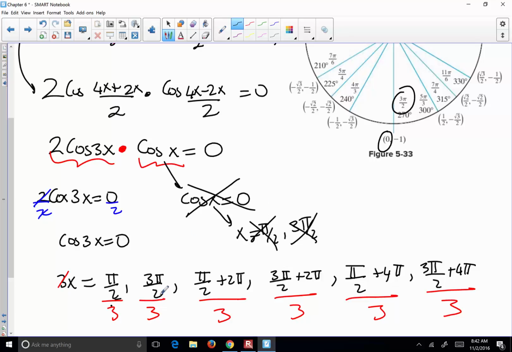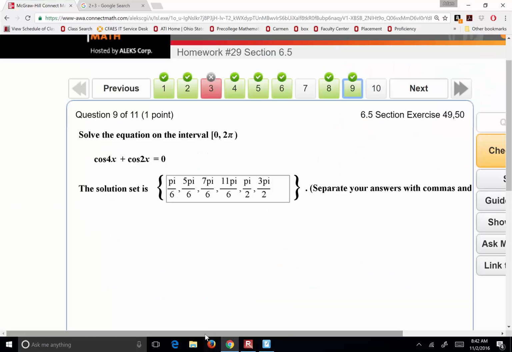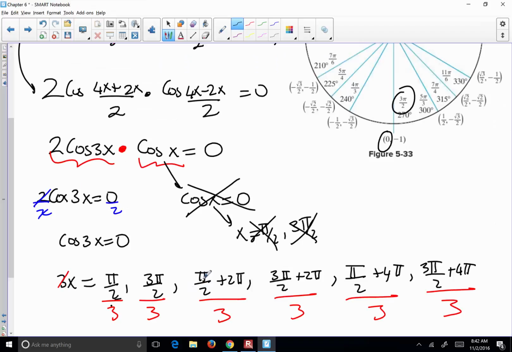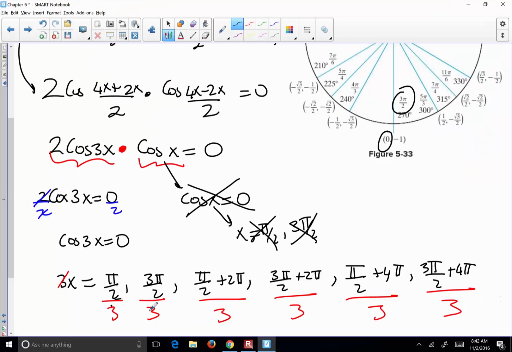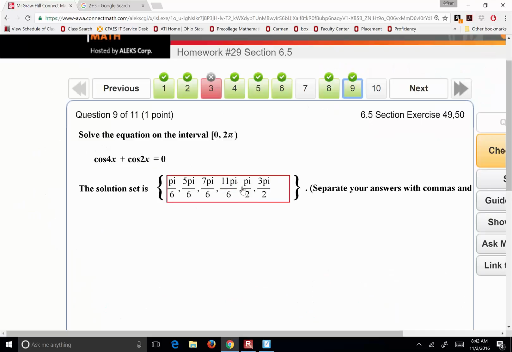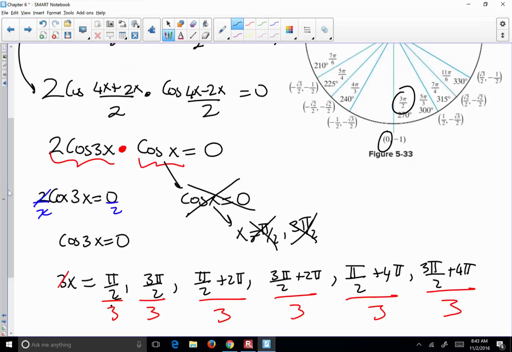Did we get the same results though? Pi over 2, 3 pi over 2. This is going to be, no, pi over 6, 3 pi over 6. In other words, it's pi over 2. And I think the others will be the ones of the 6, okay? So if you cancel and simplify, they will match. Okay? So that was the sum to product formula application. I don't know which way you like better.